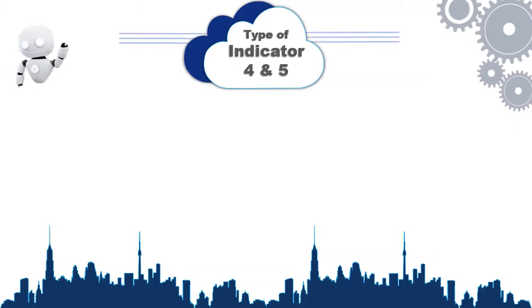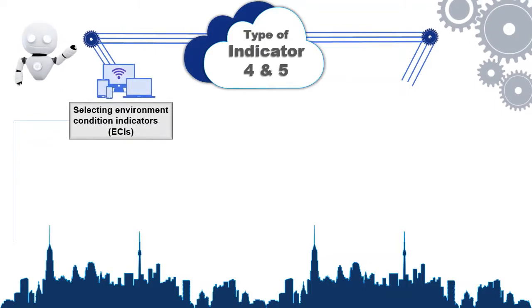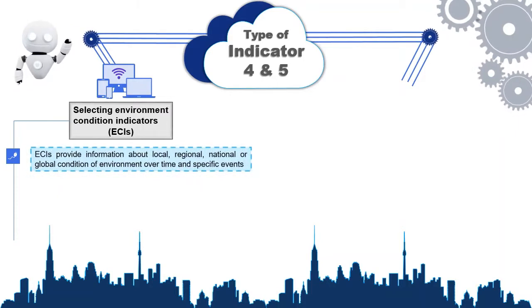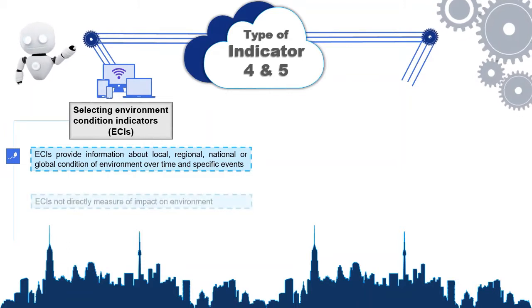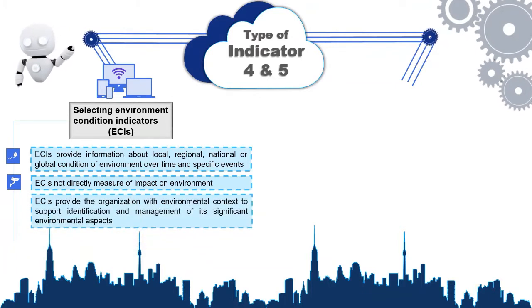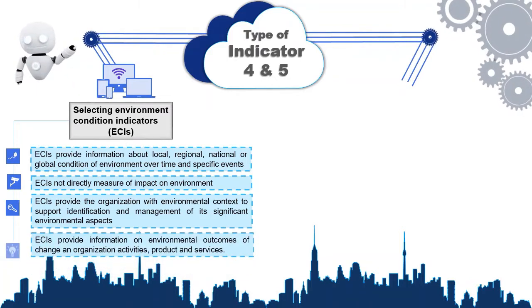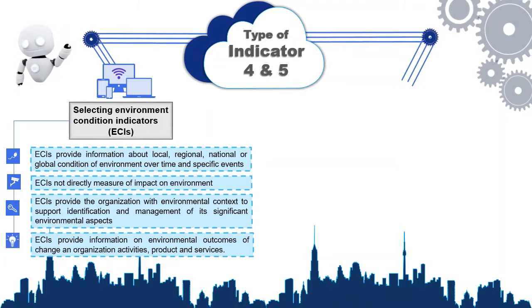Next, we will continue with type of indicator 4 and 5. 4. Selecting Environment Condition Indicators (ECIs). ECIs provide information about the local, regional, national, or global condition of the environment over time and specific events. ECIs are not a direct measure of impact on the environment. ECIs provide the organization with environmental context to support identification and management of its significant environmental aspects. ECIs provide information on environmental outcomes of change and organization activities, products, and services.